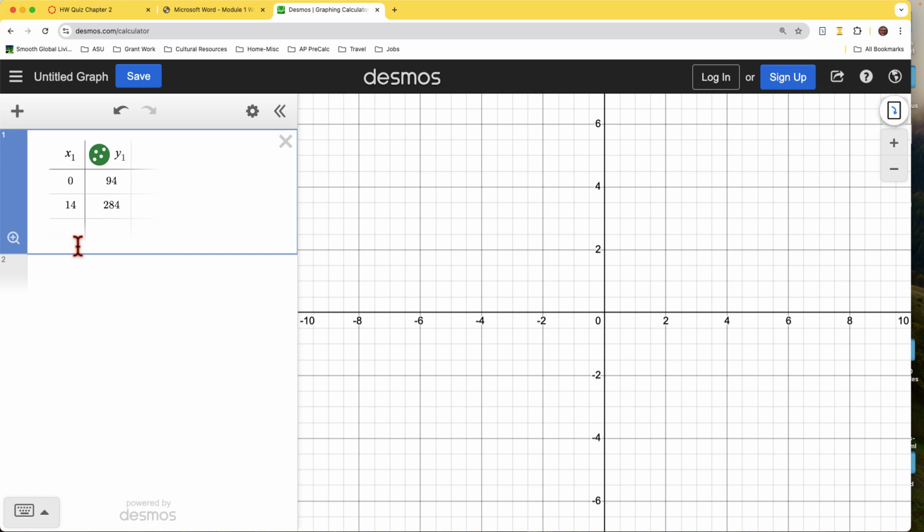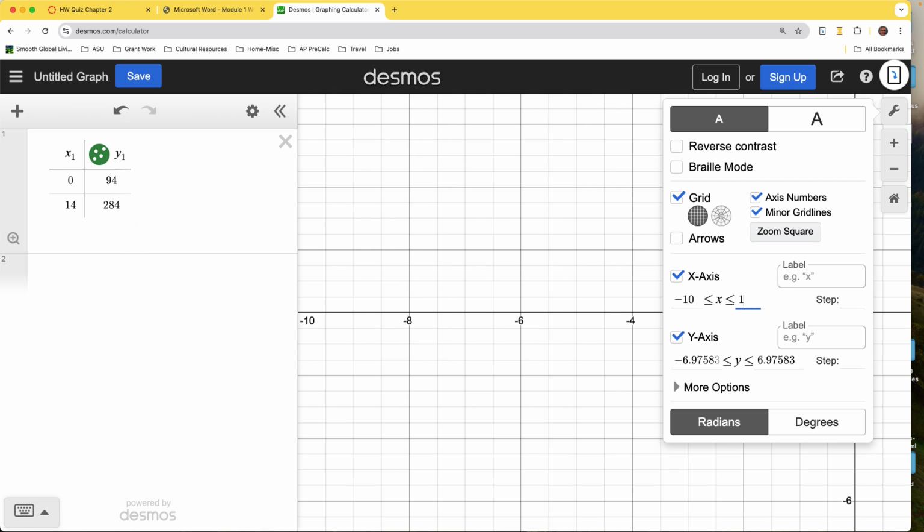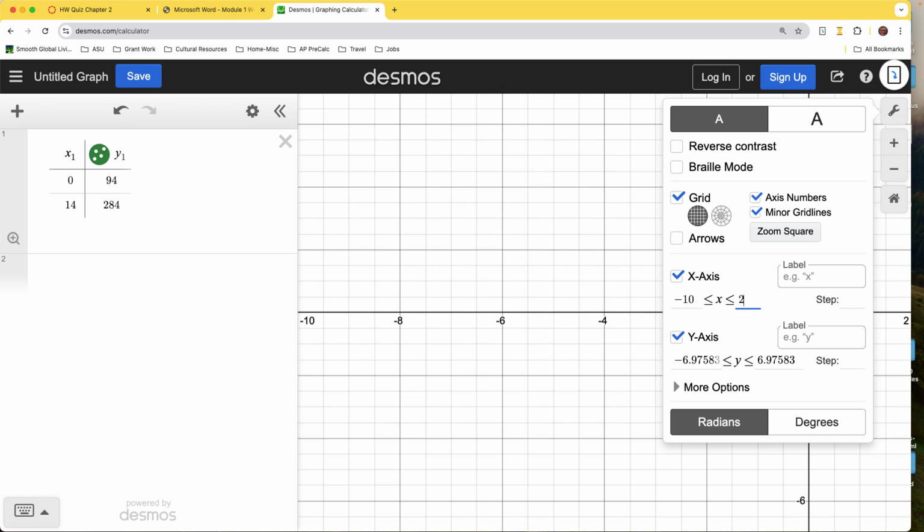Now, what Desmos has actually done is put these points on the graph, but I don't see anything. Why is that? Well, my y value only goes up to about 8. So if I go to this little gear, and this is why I record it, because you may want to watch this part again, I need my x-axis. I'm going from 0 to 14, so let's make it 20, a little bit bigger.